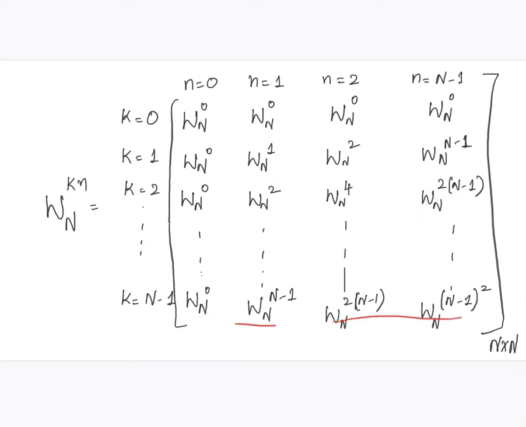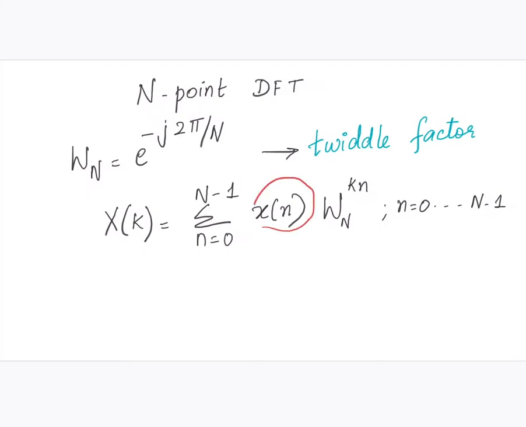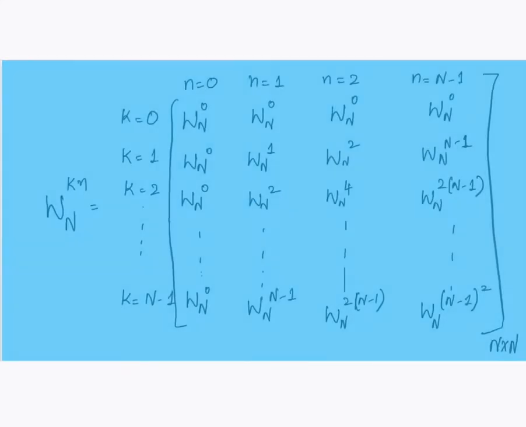So this is the general representation of omega N raised to kn, and depending upon whichever N point DFT we have to find out, that is the capital N point DFT, we can just substitute the values and write the twiddle factor matrix. So the twiddle factor matrix multiplied with x of n will give the DFT of the sequence.